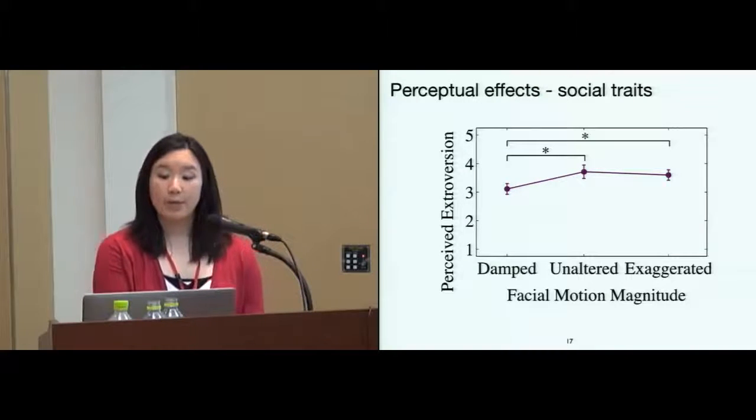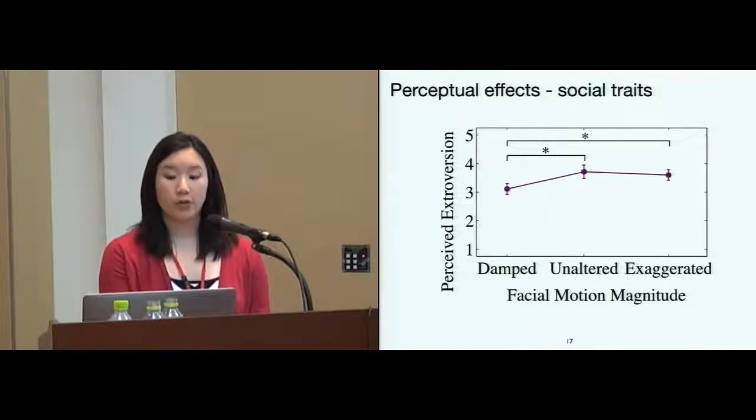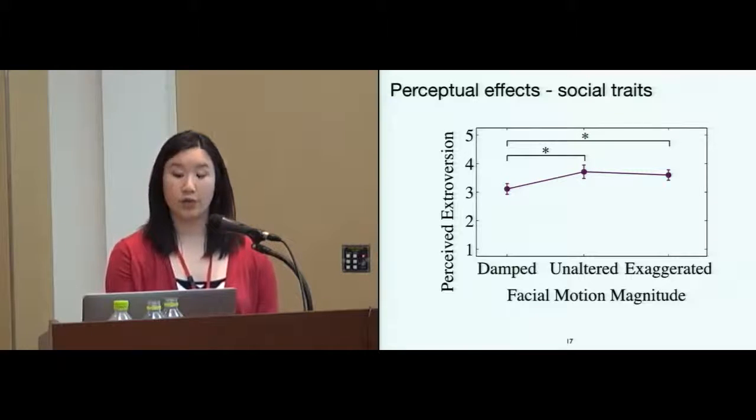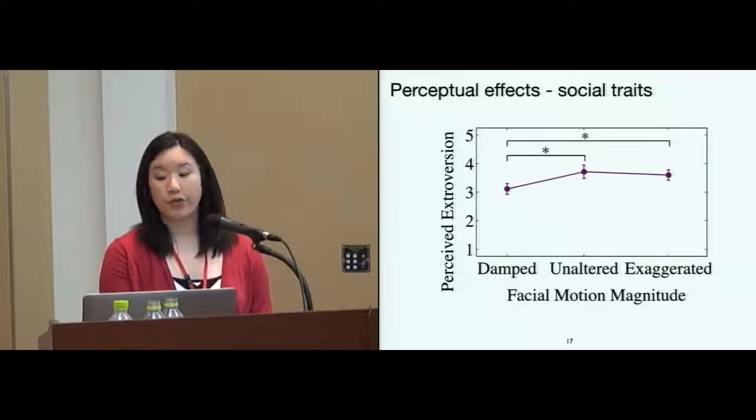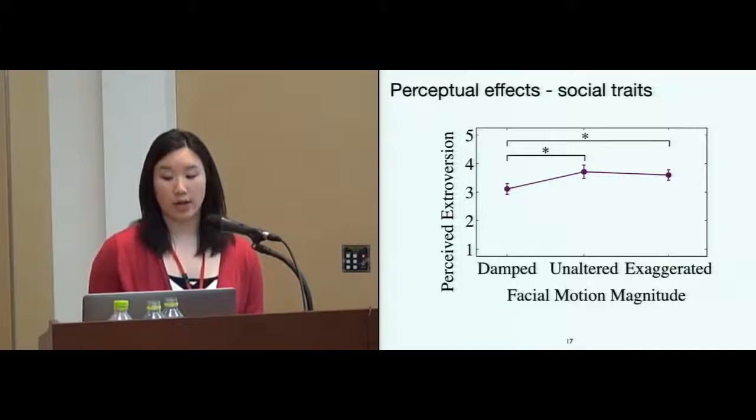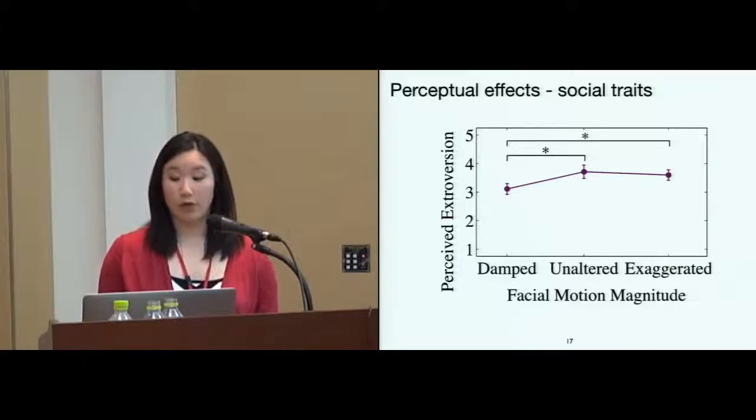So as expected, the perceptions of the Confederates' extroversion were positively related to facial motion magnitude. Participants rated the damped avatar as less extroverted than the unaltered and exaggerated avatars. And in this graph, the star indicates significance at alpha equals 0.05 or less.